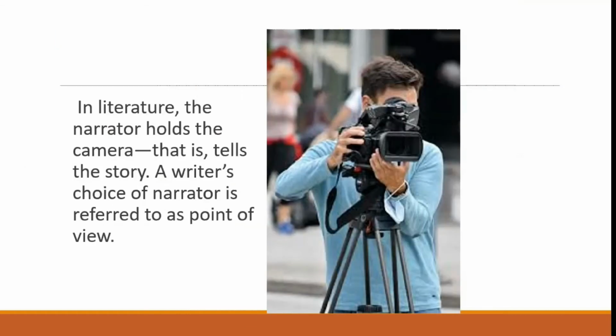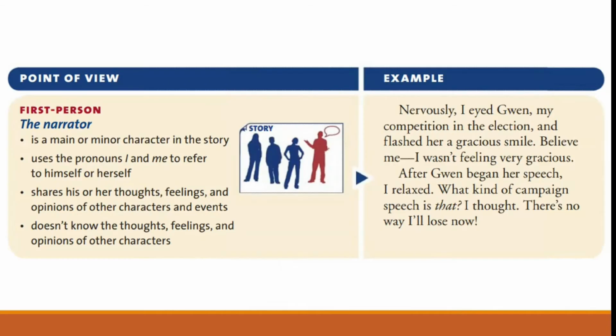In literature, the narrator holds the camera, that is, tells the story. A writer's choice of narrator is referred to as point of view. Let's see some examples. Point of view, first person. In this case, the narrator is a main or minor character in the story. Uses the pronouns I and me to refer to himself or herself. Shares his or her thoughts, feelings, and opinions of other characters and events. Doesn't know the thoughts, feelings, and opinions of other characters.